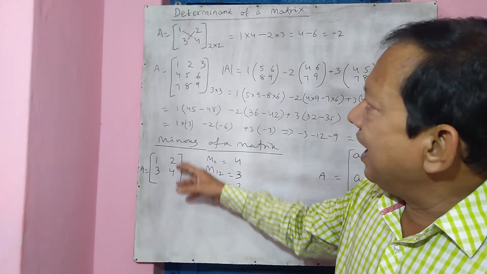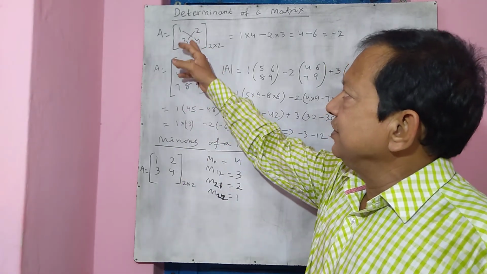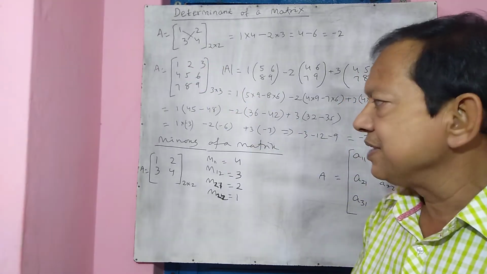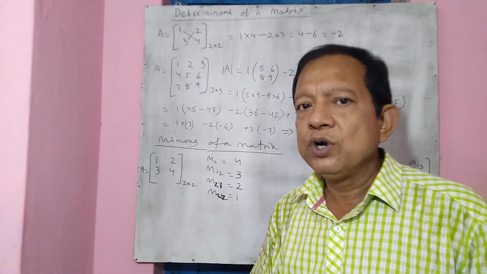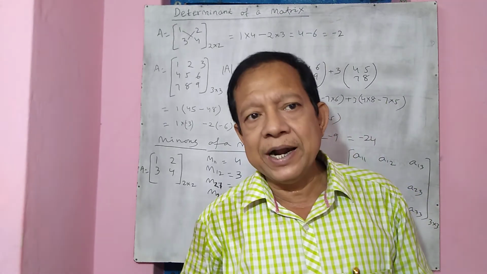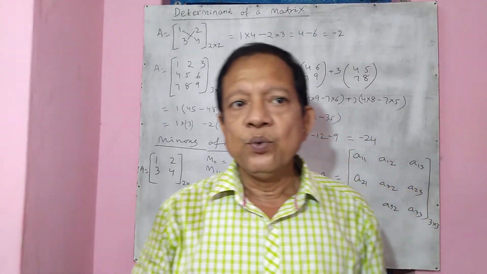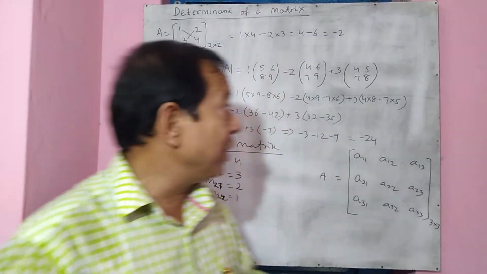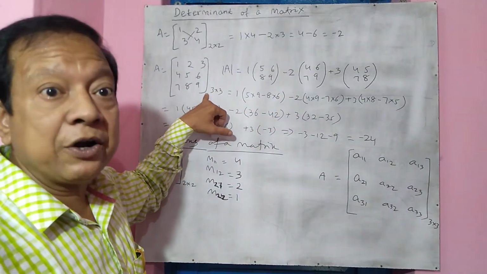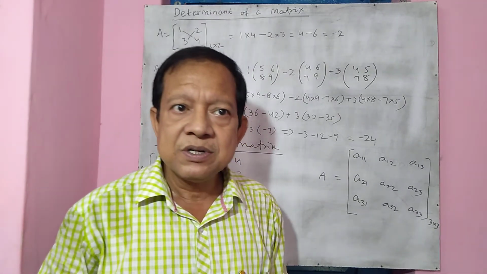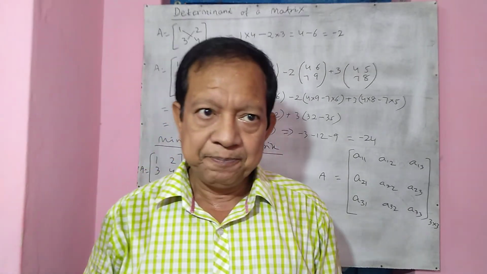But again, as in case of determinants, this was very easy to find out the determinant in case of the second order matrix. Similarly, it is very easy to find out the minor of the second order matrix. But in a third order matrix, minor we have to find out as we found out the determinant in case of a third order matrix. So here, how we can find out the minors, we shall discuss in the next slide.